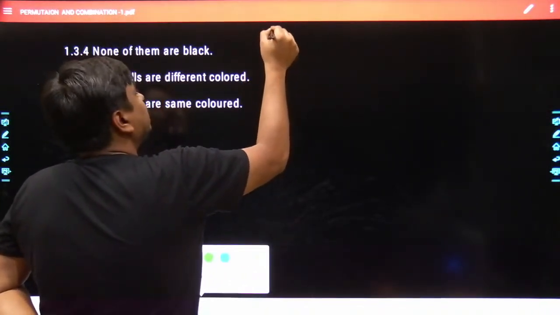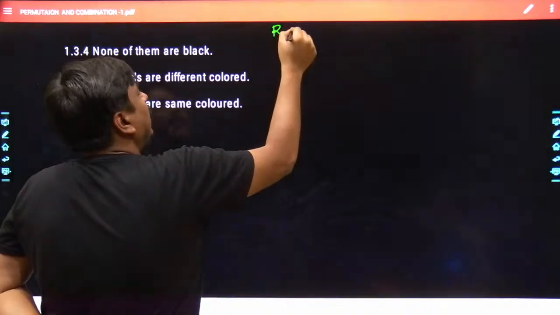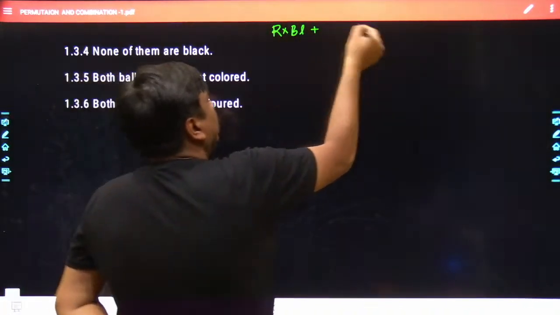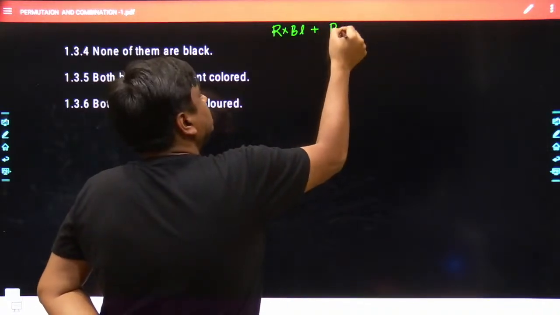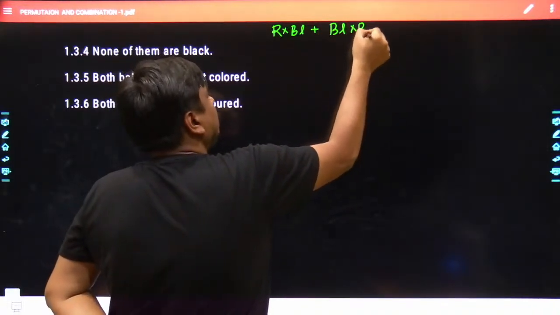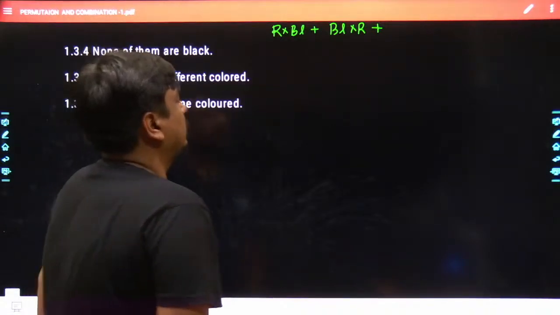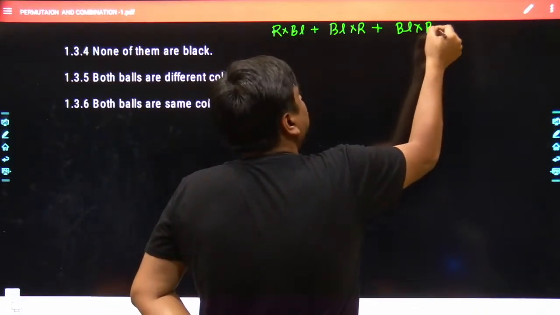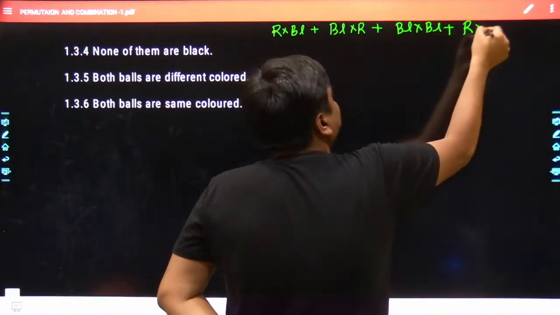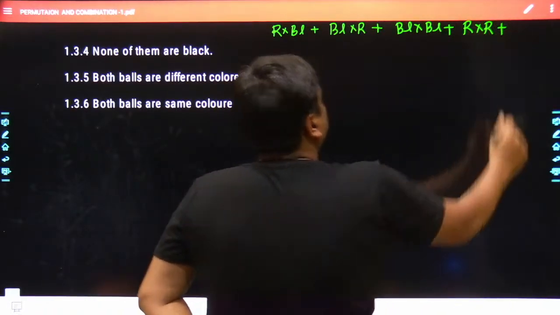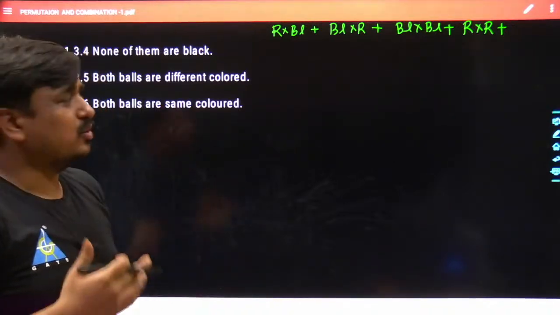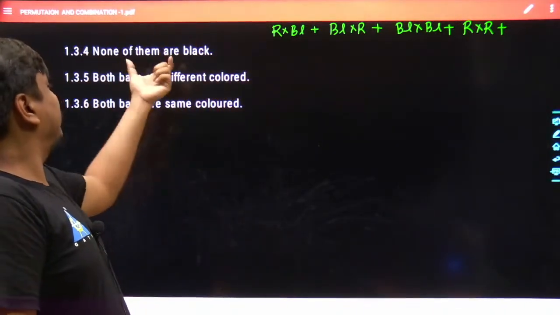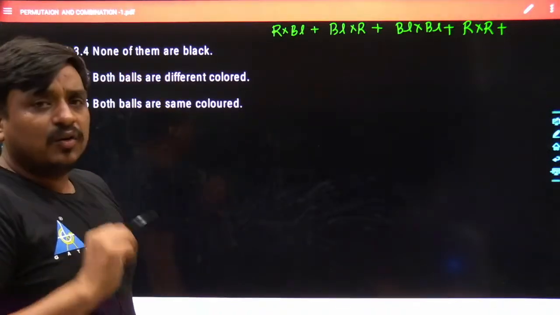You can start with red and blue, or blue and red. Anyways, the sequence would always matter over here. Or both could be blue and blue, or both could be red. Or you can just add all of the different possibilities which have been set by this problem. None of them should be black.